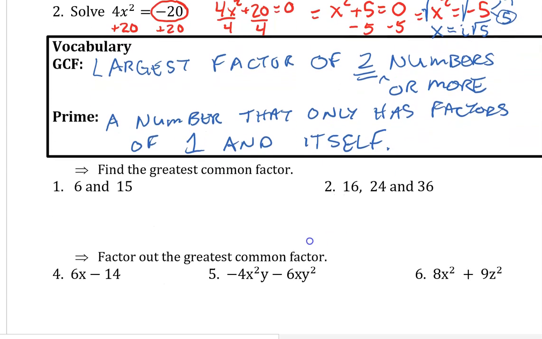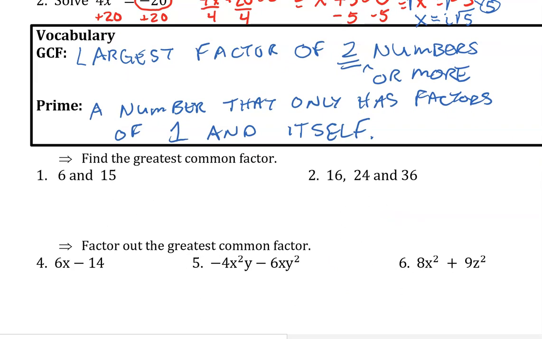So finding a greatest common factor. First, we will find all of the prime factors, all of the numbers that will go into our first number here, 6, that are only divisible by themselves and 1. So 6 is divisible by 2, which is a prime number, and 3, which is a prime number. 15 is divisible by 3, a prime number, and 5, a prime number. So the greatest common factor they share in common is 3.